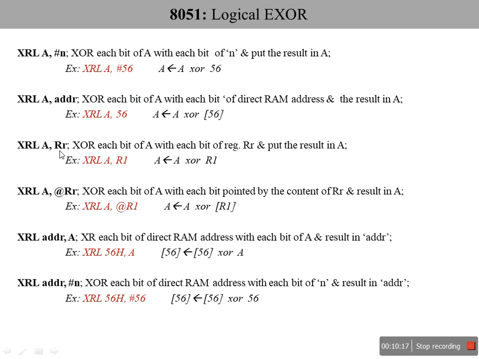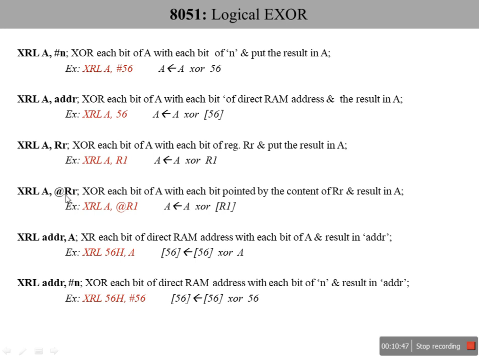XRL A comma Rr. It is possible to have an XOR operation between certain registers of 8051 and the content of the accumulator, like XRL A comma R1. R1 is some register of the register banks in 8051. The content of the R1 register is bit by bit XORed with the content of the accumulator, and the result will be in the accumulator. Similarly, XRL A comma @Rr.